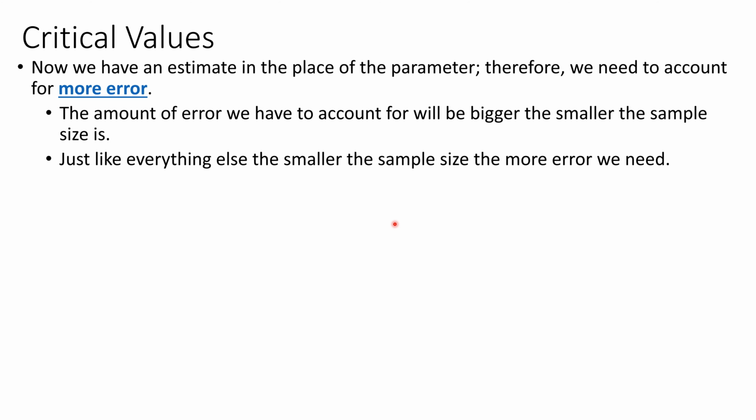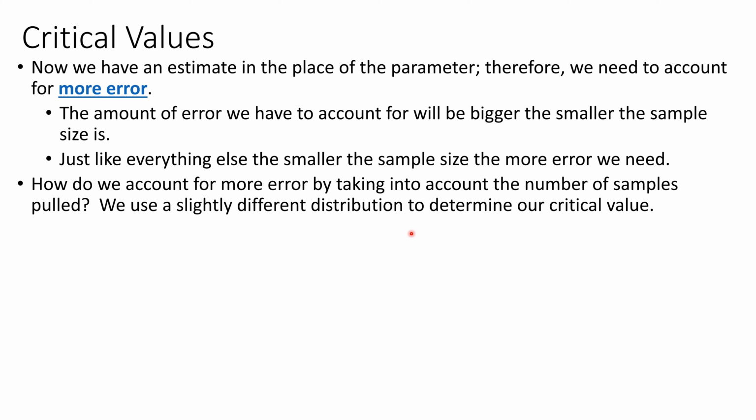Another key component in a confidence interval is called critical values. Now we have an estimate in the place of the parameter. Therefore, we need to account for more error. The amount of error we have to account for will be bigger when the sample size is smaller. It's just like everything else. The smaller the sample size, the more error we need. How do we account for more error by taking into account the number of samples pulled? We use a slightly different distribution to determine our critical value.